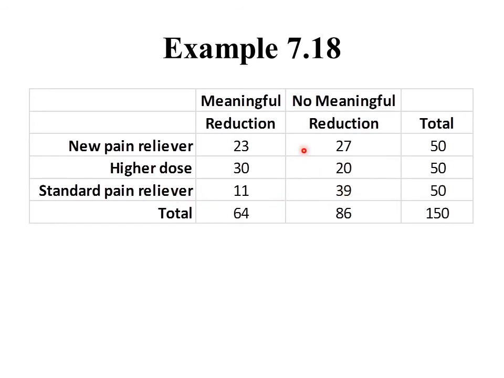Then we ask patients how much pain reduction they have, and we categorize those results into 2 different categories, either meaningful reduction or no meaningful reduction. So we had a total of 64 patients with a meaningful reduction and 86 with no meaningful reduction. The numbers in the center say, for instance, that 23 of the patients taking the new pain reliever have a meaningful reduction. 39 of the patients taking the standard pain reliever had no meaningful reduction, and so on and so forth.